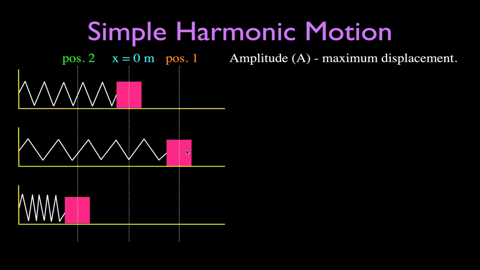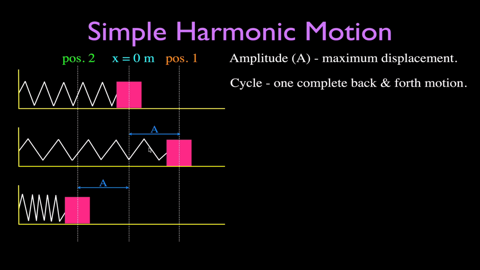And then if we release the mass, there's going to be a force from the spring, and the mass is going to oscillate back and forth between position 1 and position 2. And we said the amplitude is the maximum displacement. It's the magnitude of the maximum displacement. All right, got that? Okay, next thing is a cycle. What is a cycle? A cycle is one complete back and forth motion. So if we say this is the starting point, then the mass is going to go in and back, and that's one cycle.